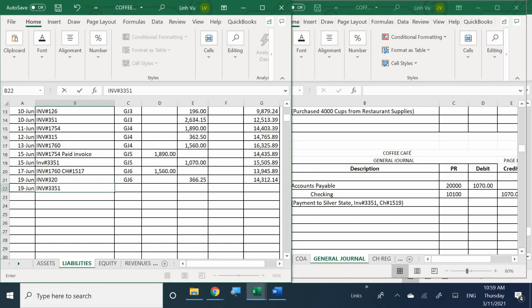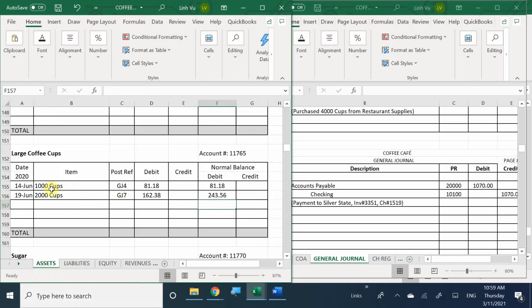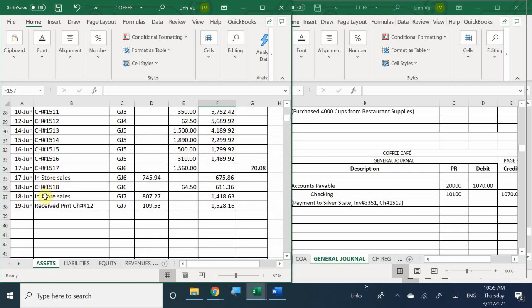And what else? Paid with check. General journal number 8 now. And we're paying off 1070. What is now my new ending balance in my accounts payable? 13,200. Good. Excellent. Now we're going to go to my checking account, because we wrote a check to Silver State Electrical.